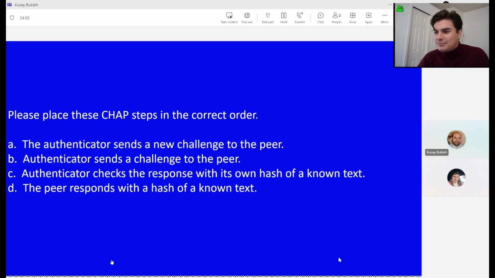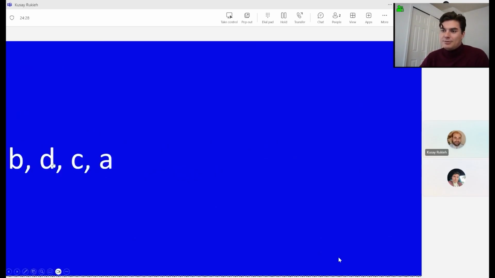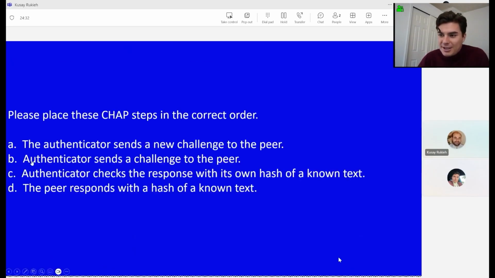So he's going to send a new one once we establish it. The answer is D. The peer responds with a hash of known text. If you organize these in the proper order, it's not only one. You're going to organize these in the proper order. So place these in the proper order. The order is going to be B, D, C, A.